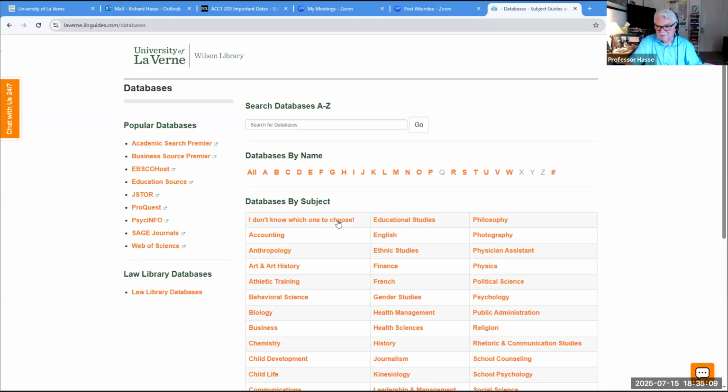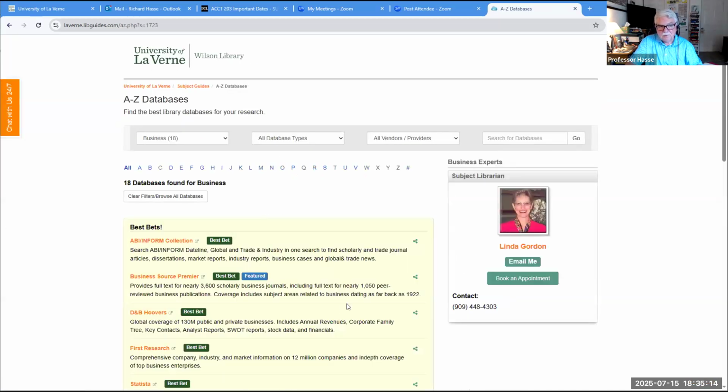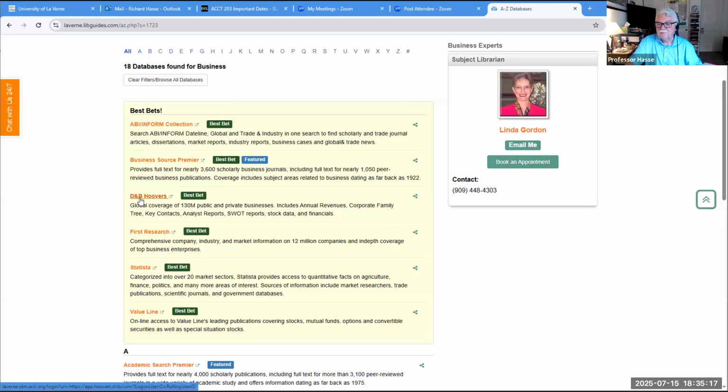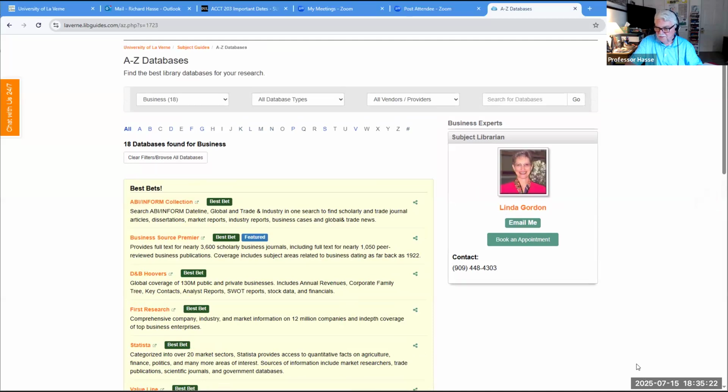It says databases by subject. I click on business. Up will come D&B Hoovers. Remember when we went over this, there's a woman in our library. Her name is Linda Gordon. There's her phone number. You can email her. Her sole job is to help you guys do your research, help you find things. Now, I can help you too, but Linda is a professional at this. She's a professional librarian. She's an MBA graduate. Also, she's a law school graduate. She's pretty sharp.